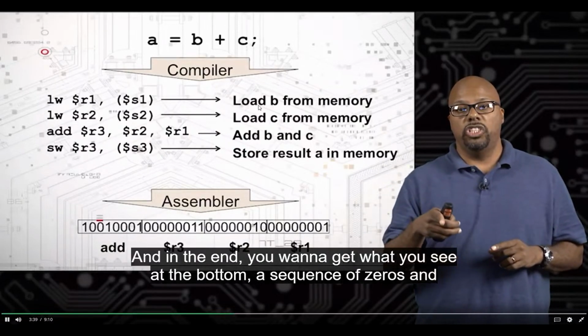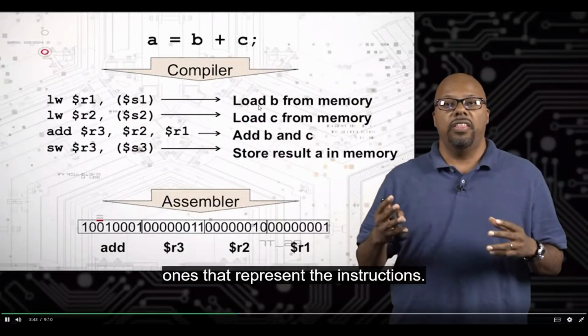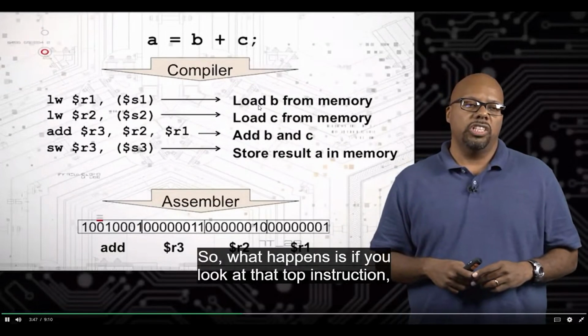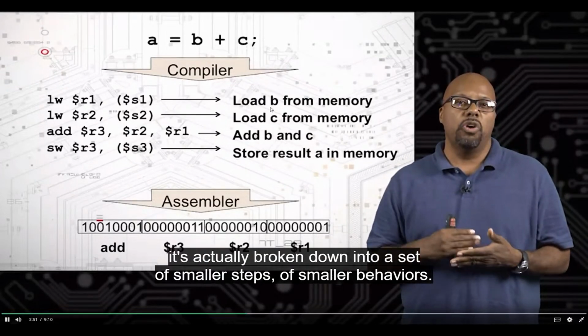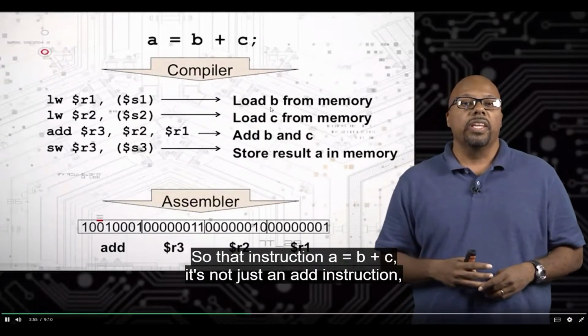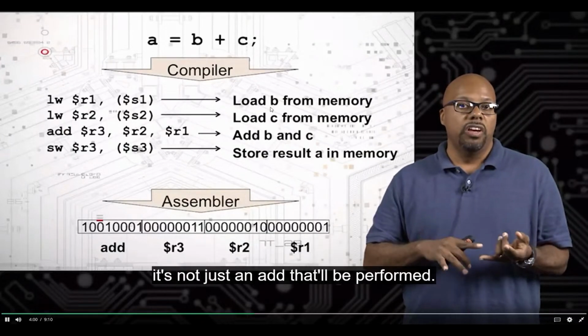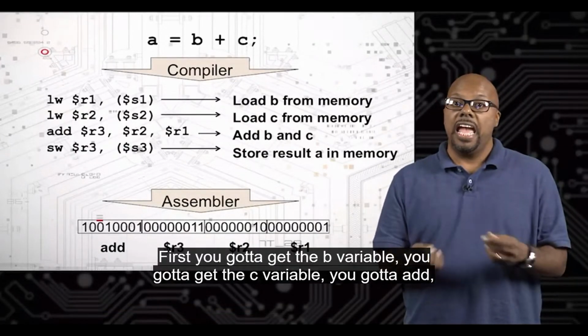And in the end, you want to get what you see at the bottom, a sequence of zeros and ones that represent the instructions. So what happens is if you look at the top instruction, it's actually broken down into a set of smaller steps, smaller behaviors. That instruction, A equals B plus C, it's not just an add that will be performed. First, you got to get the B variable, you got to get the C variable, you got to add, and then you got to put the result back.